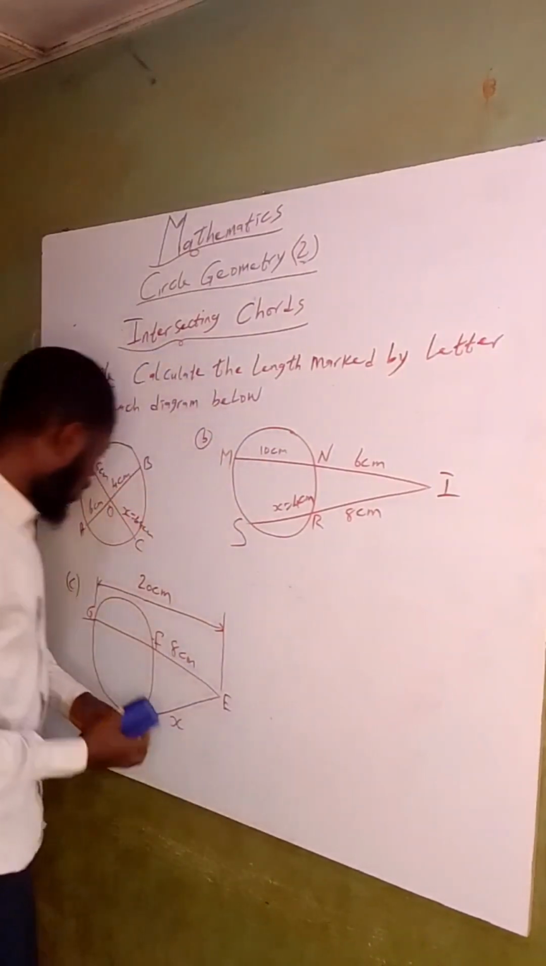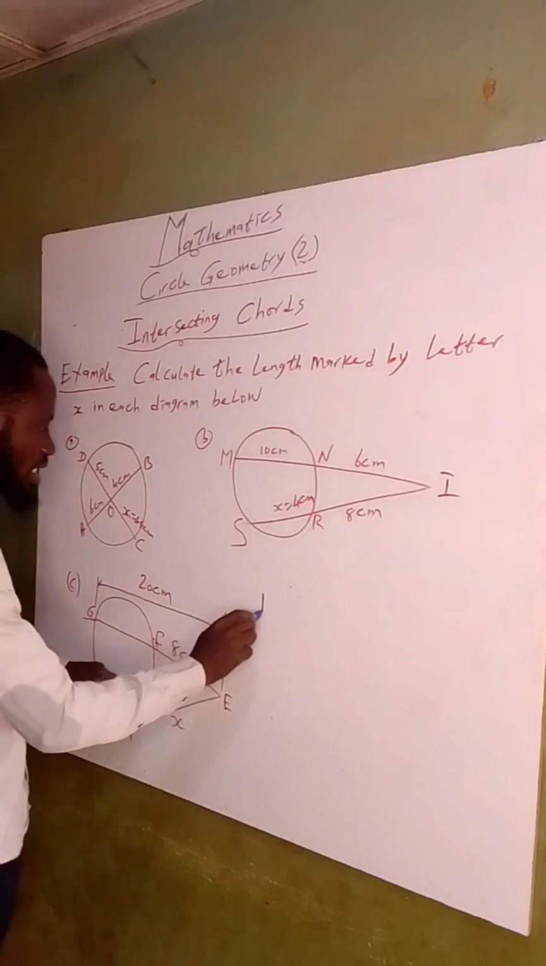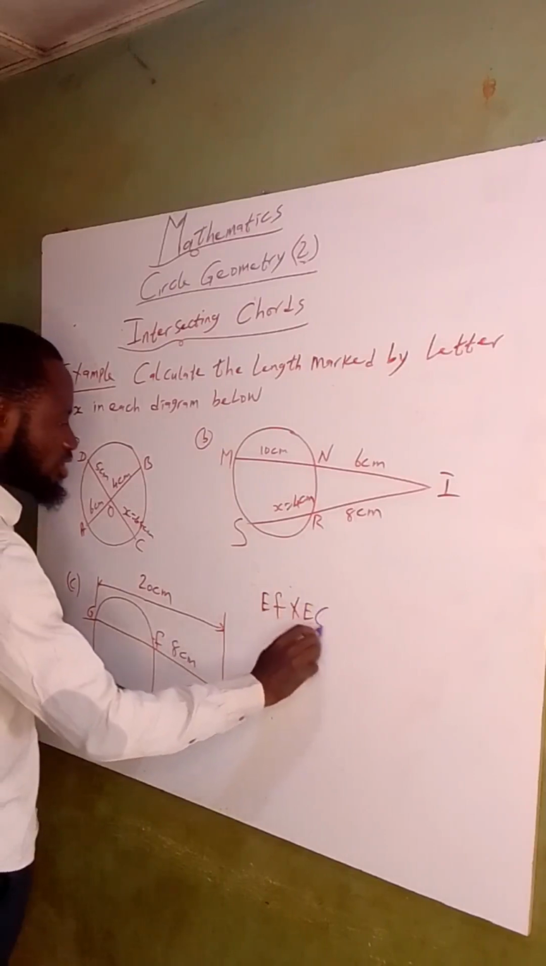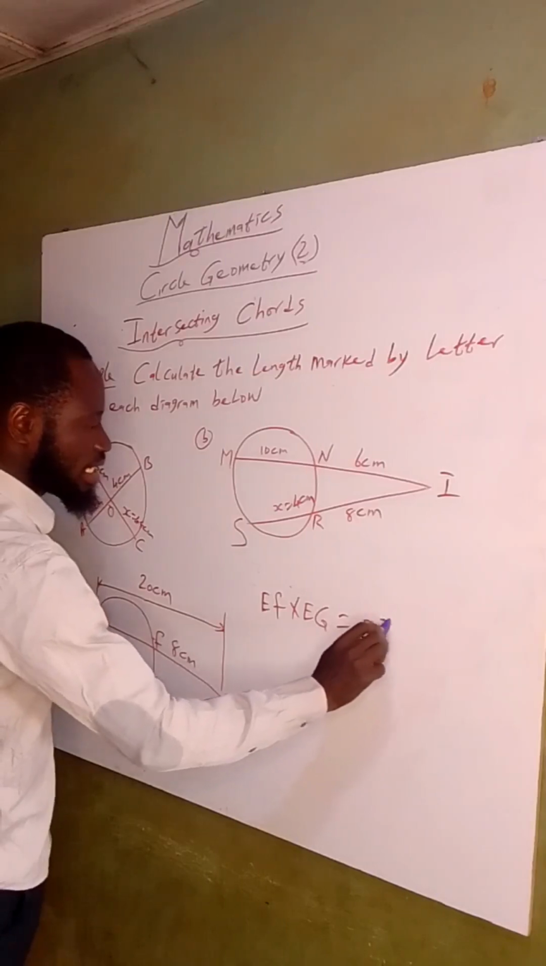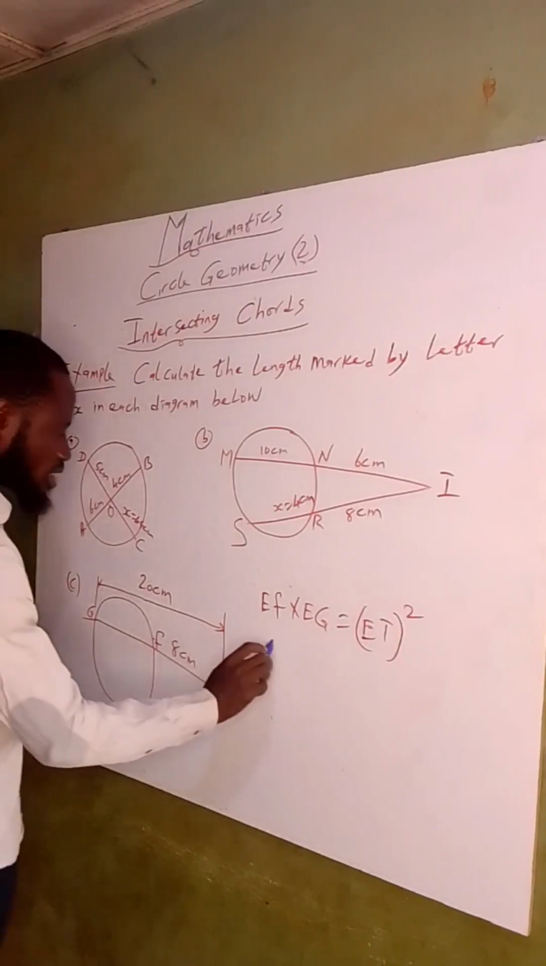For the third one, we have a chord and also a tangent. A chord called GF and a tangent TE. That gives us EF multiplied by EG equals ET squared.